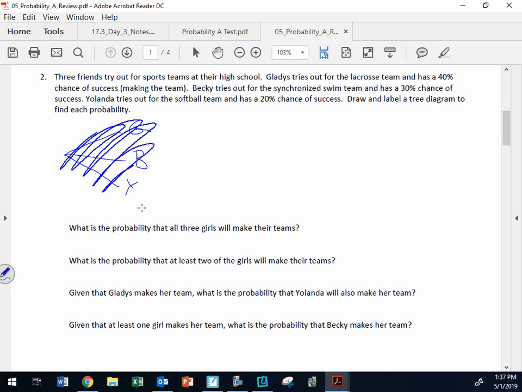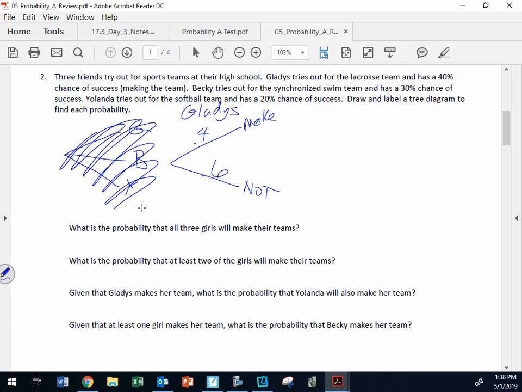No. The choice really is, if Gladys tries out, she's either going to make the team or she's going to not make the team. And this was Gladys. And then hers is a 0.4 and a 0.6. They actually never said the 0.6. I can just assume it because they have a total of 100.